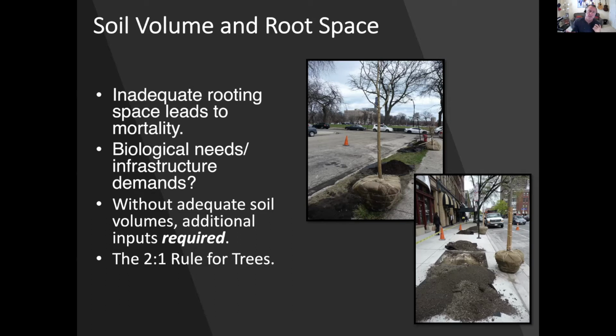And this was based on some research done at Cornell University, where best growth and survival and sustainability occurs whenever you have at least 2 cubic feet of soil for every square foot of canopy. Now, we don't always get that. When I had the opportunity to work with planners or communities on planning for tree planting, they'll say, well, how much do you need or how much do you want?